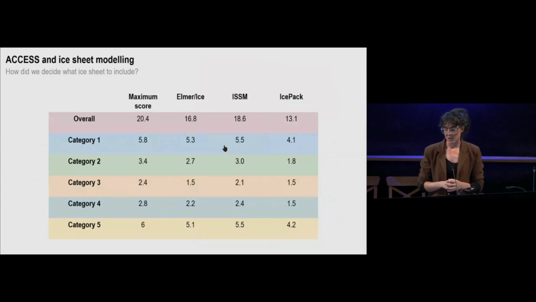This is the table that is the result of the community assessment process for our 3 shortlisted models, ELMA, ICE, ISSM and ICE-PAC, against each of the 5 different categories of selection criteria. And I'm not going to go too much into the details, but what we found was that one of the models, ICE-PAC, didn't quite meet what we were looking for.